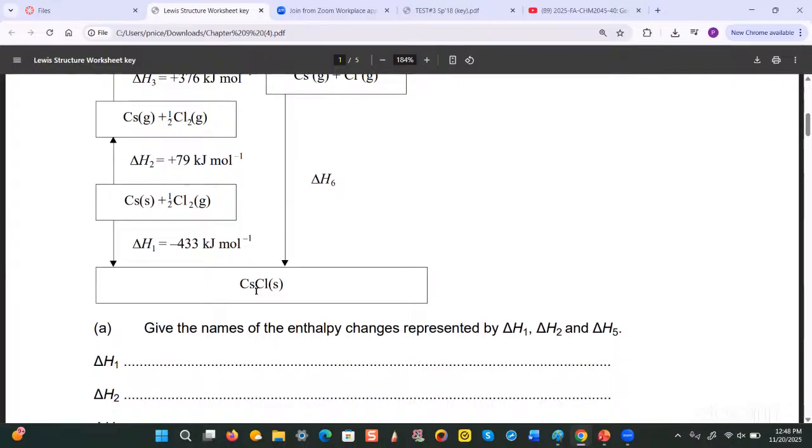And you guys out there in Zoom, please feel free to chip in as well with your responses. What's the name given to the enthalpy change where you go from the metal reacting with the non-metal to form your ionic product? It's called enthalpy of what?